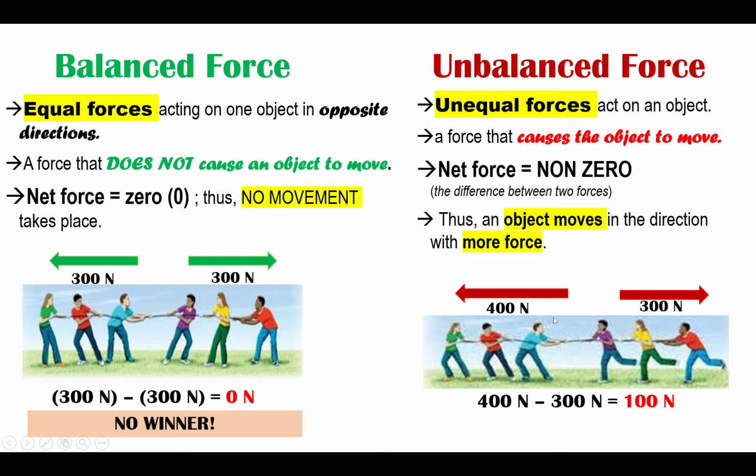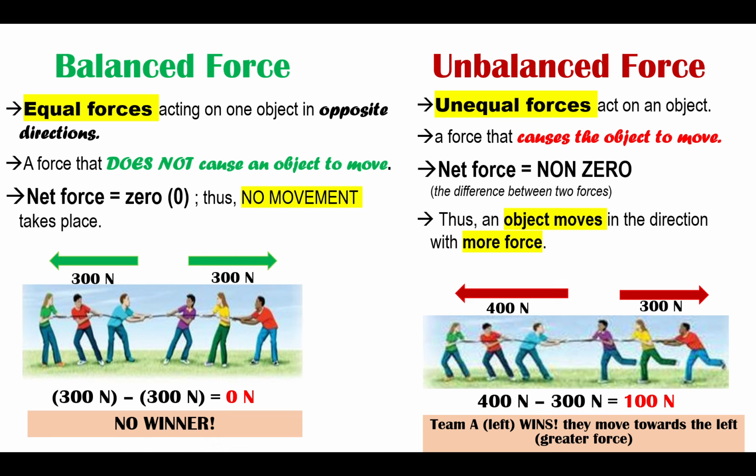In this example, Team A on the left has greater force, so the rope or the other team will move towards the left side where Team A is. So in this particular game, Team A, the team on the left side, which has greater force, wins because we have here a net force of 100 Newton, more than 0. So this indicates that the object will move because there is an unbalanced force.